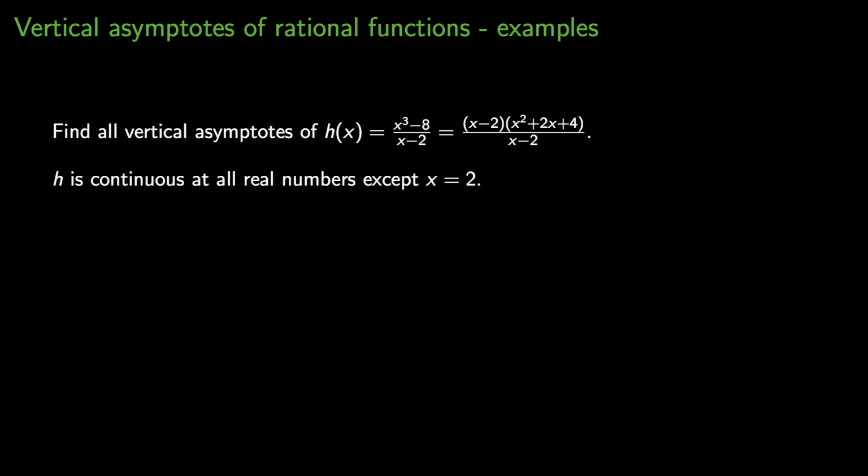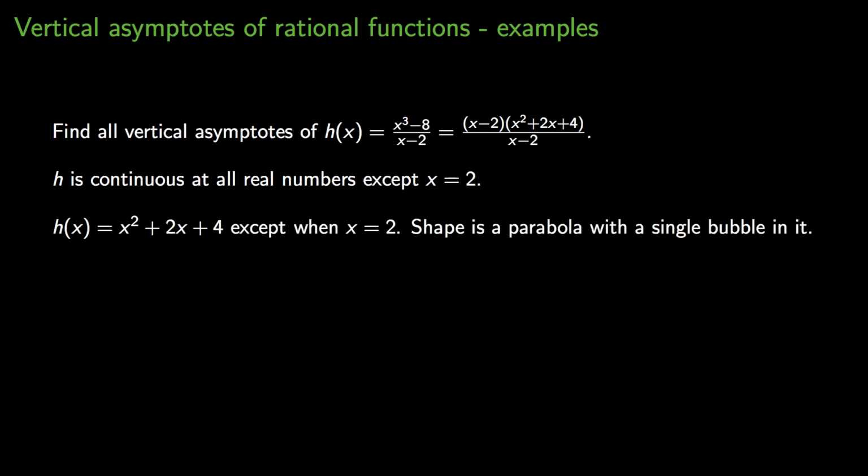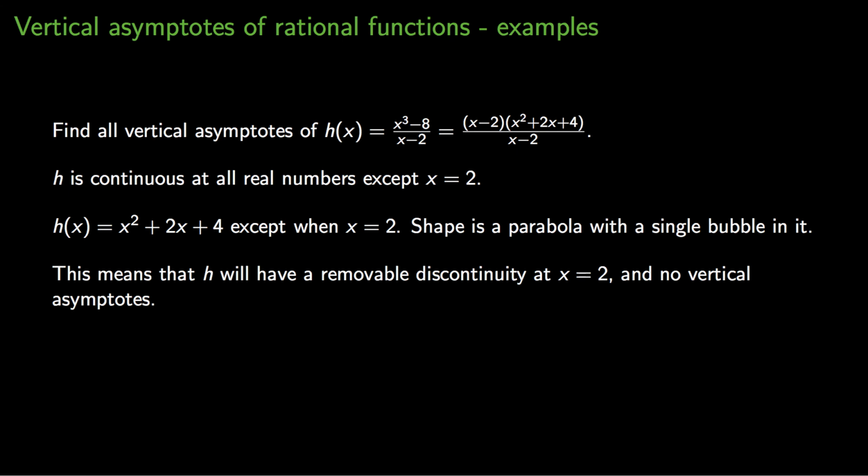H is continuous at all real numbers except for x equals 2. So that means there can only possibly be one vertical asymptote, and maybe not even one. This function is equal to x squared plus 2x plus 4 except when x equals 2. And so that means that the shape of this graph is a parabola of some kind with a single removable discontinuity in it. It's removable because I canceled out the only x minus 2 factor that was in the denominator. So there's only one removable discontinuity and there are no vertical asymptotes at all.